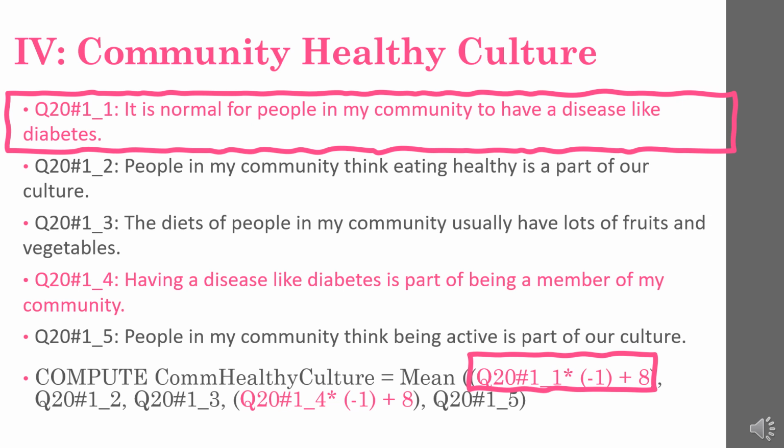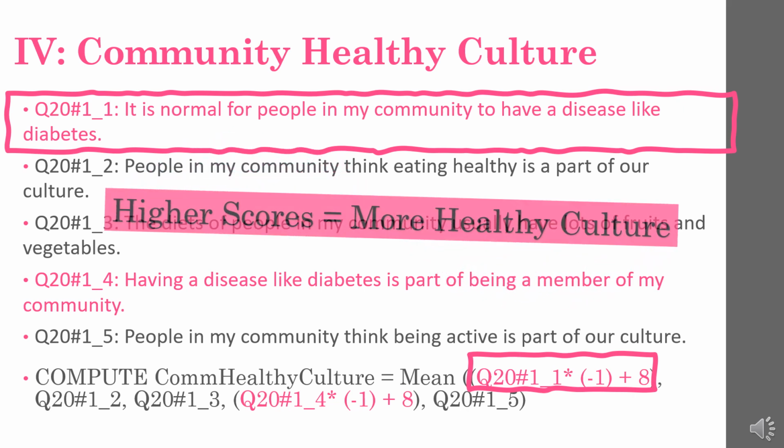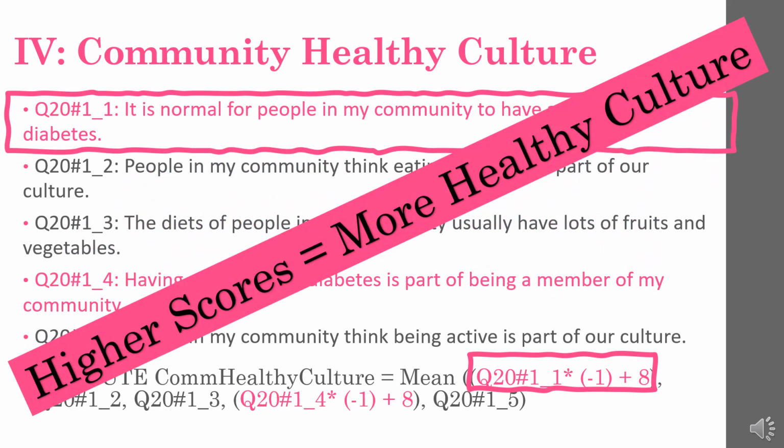Having diabetes as being a part or a member of my community, I had to reverse code that. So now we have a variable where all of the questions, if you get a high score, that means you're saying that you have a healthy culture. So for community healthy culture, high scores mean a more healthy culture.